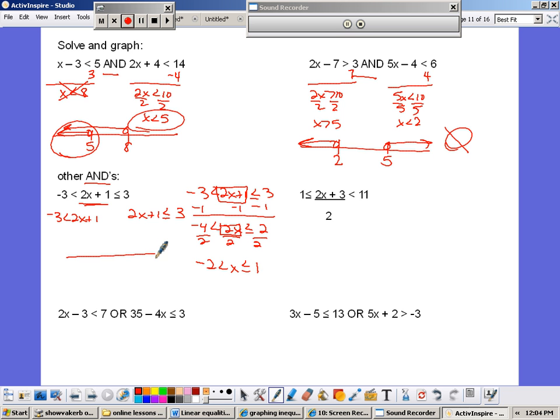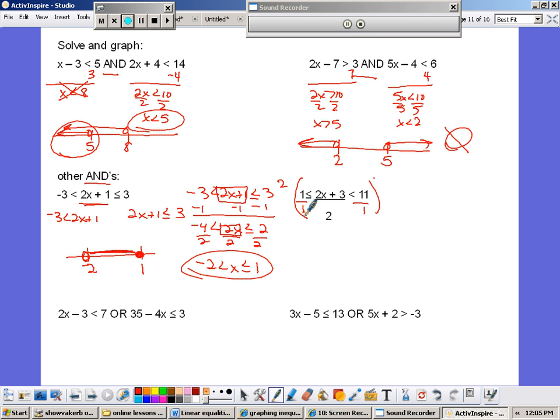So, I get 1 with a solid dot, negative 2 with an open dot, and x is in between, so it's colored in between. It looks like an and. That's the overlap. I'm going to lose the fraction first.